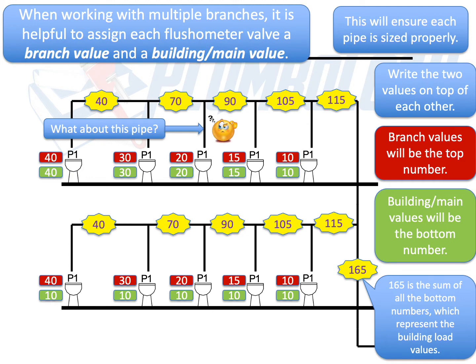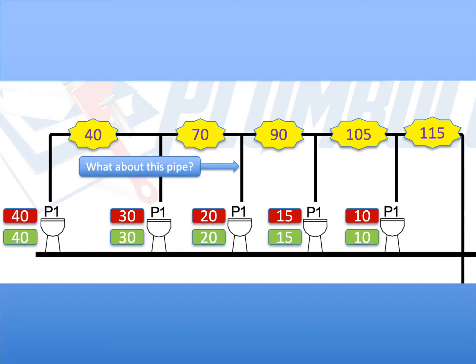But what about the pipe that the arrow is pointing to? It's the pipe in the wall coming off of the branch down through the wall, supplying the flush valve with water. How many fixture units do we size that for? How many fixture units would we label that pipe?